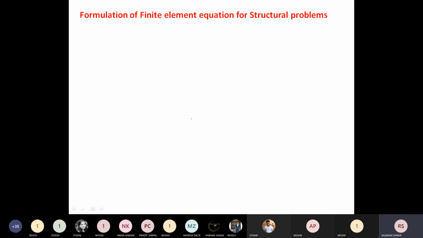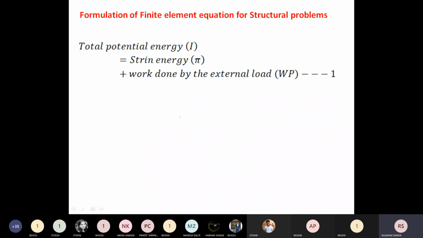Now I will start with the potential energy. All of you know this equation: potential energy is strain energy plus work done by the external load. I will take strain energy first and give it the appropriate form. Then I will go for the work done by external loads, and then for the principle of minimum potential energy.